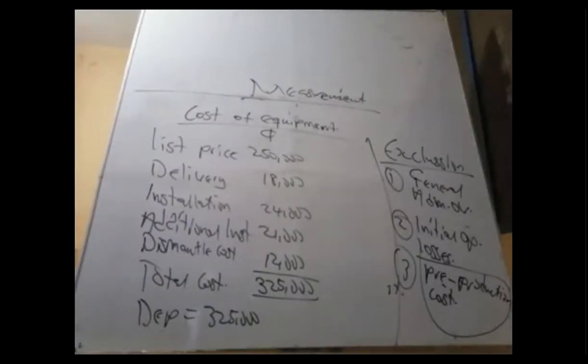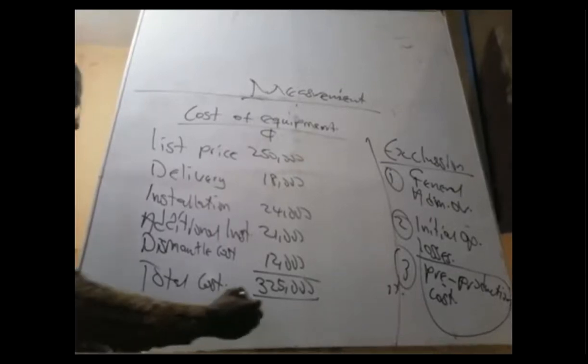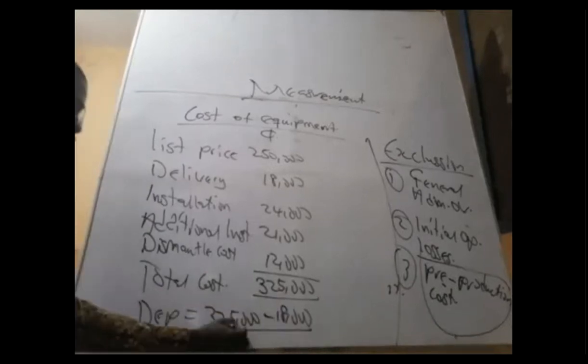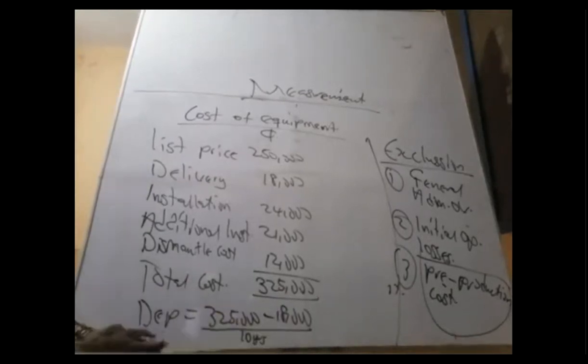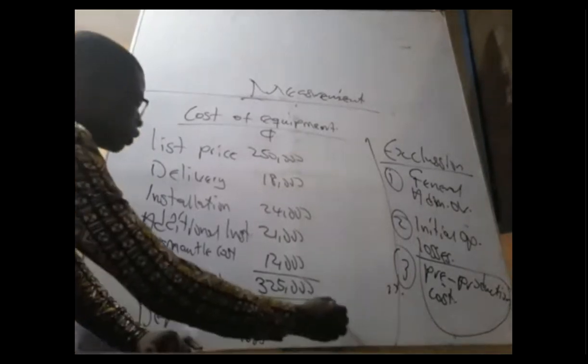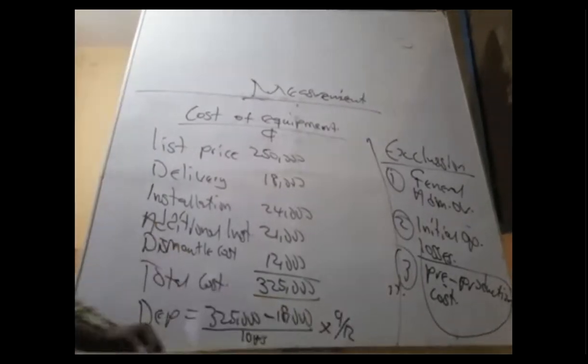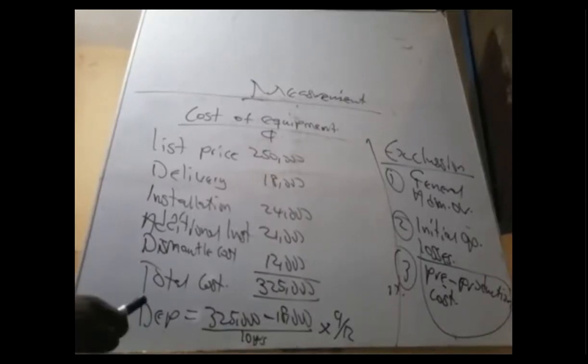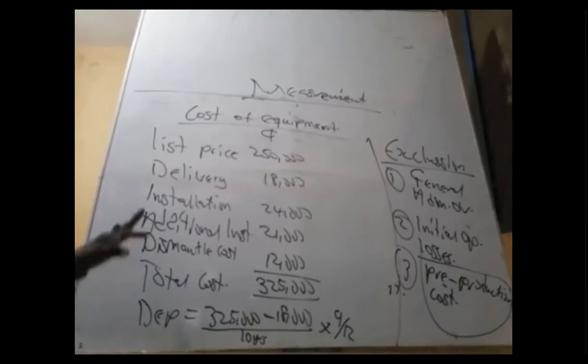So therefore, we have something like this. Less 18,000, divided by 10 years, now times 9 out of 12. So that will be the depreciation charge for the first year. We are done with this particular question. The rest, as you see the format, I'll just be scanning through and quickly complete the subsequent measurement to have enough time to solve questions.